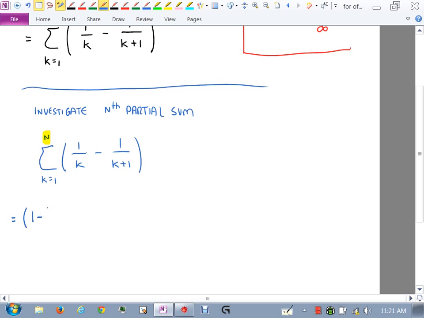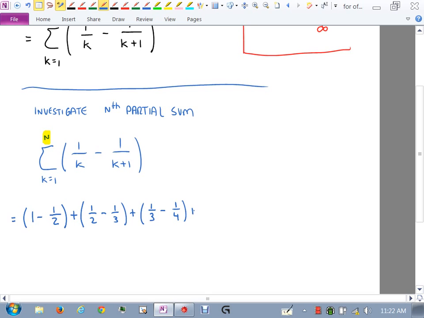1 minus 1/2, right? Yes? Now, I'm not going to simplify that. Just leave it alone. Then I plug in 2, so I say plus. Now, here comes the second piece. What do I get there? 1/2 minus 1/3. Plus, and then 1/3 minus 1/4.